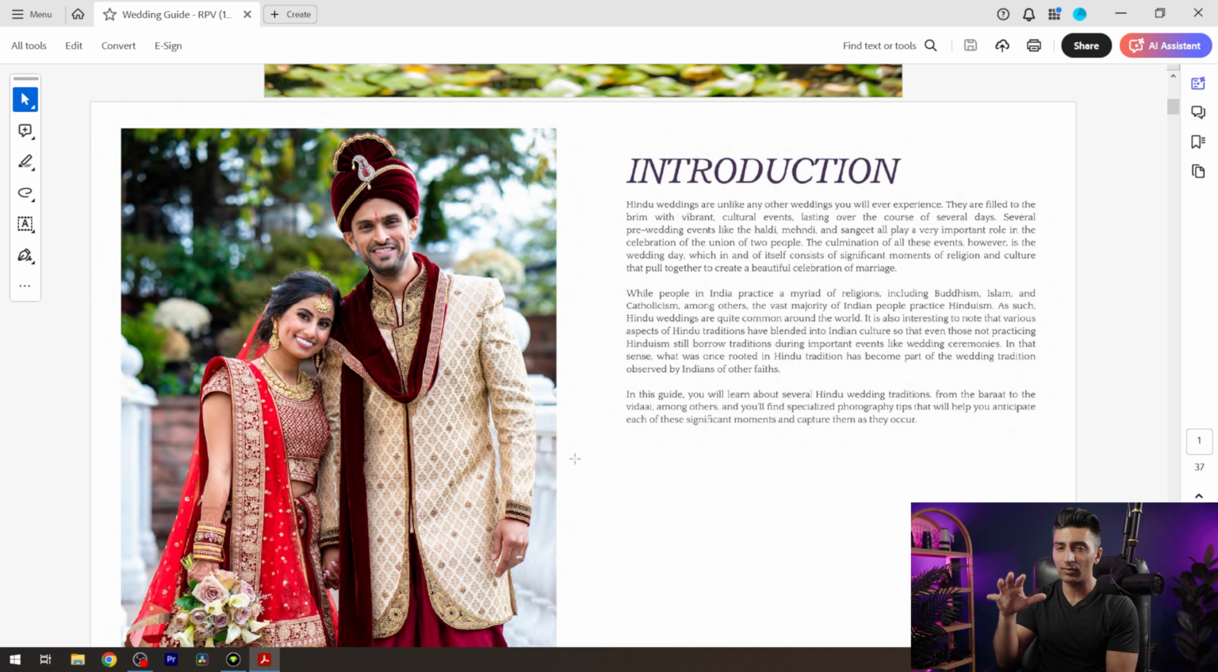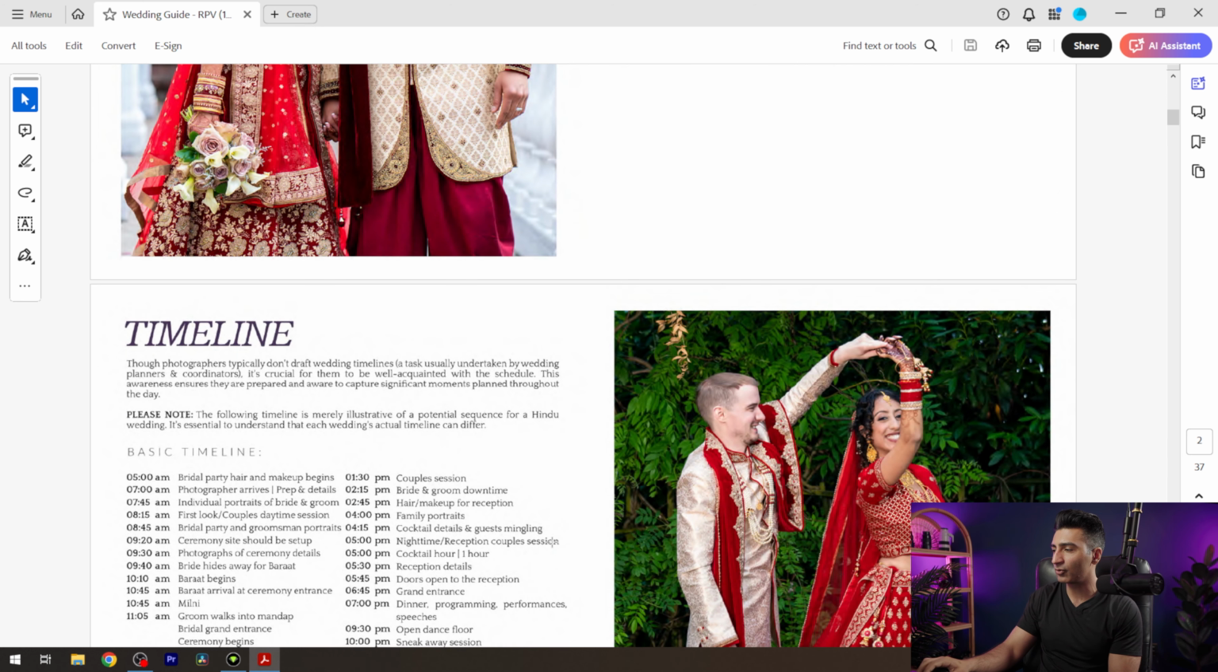We'll make sure that you have the right education so that you know what to expect and what to bring with you, and so you can have a much smoother transition between all the different key moments, especially with an Indian wedding, as chaotic as it can get. So this guide is going to help prepare you for that.